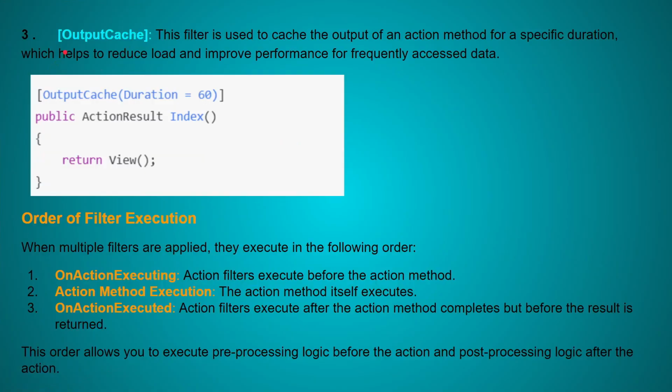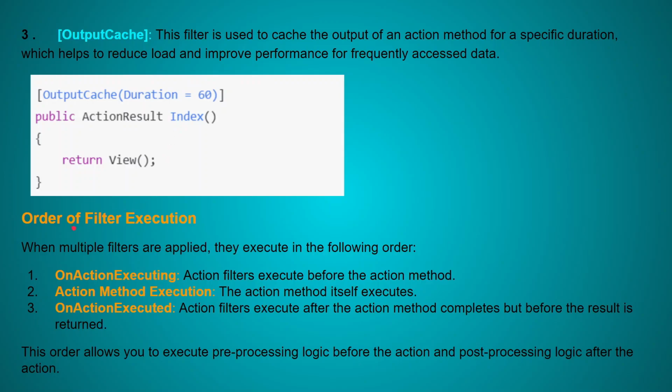And the third one is OutputCache. This filter is used to cache the output of an action method for a specific duration, which helps to reduce load and improve performance for frequently accessed data. So we can create that OutputCache. We have given a duration which is 60 seconds. Okay. And this method, Index.